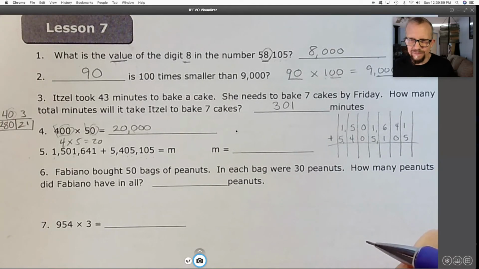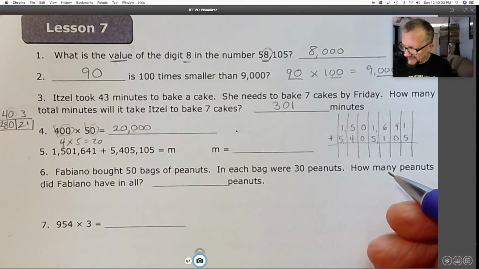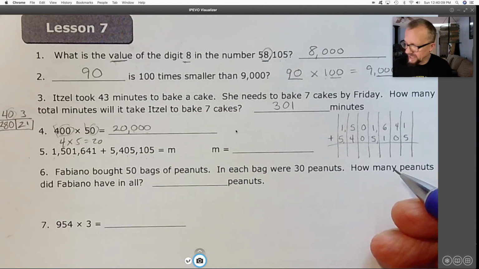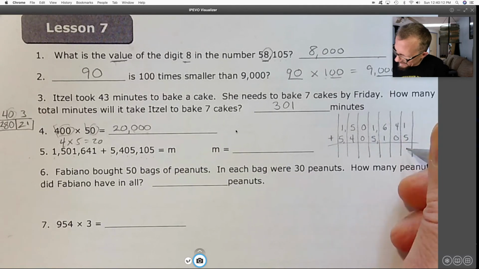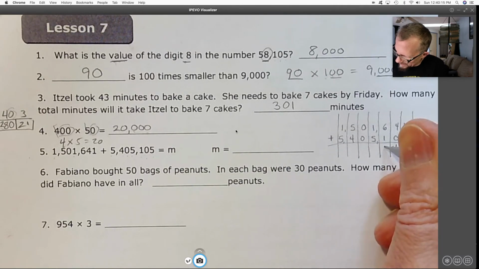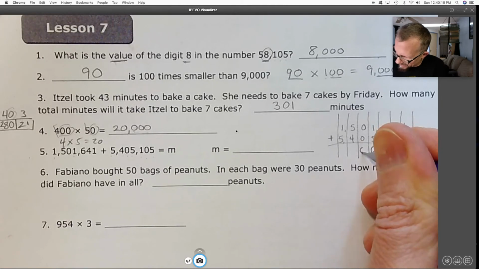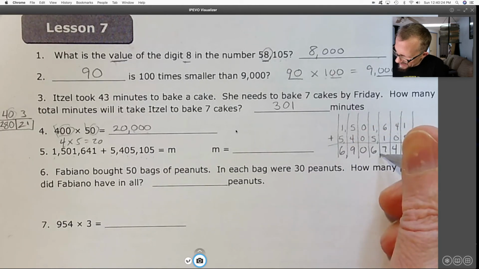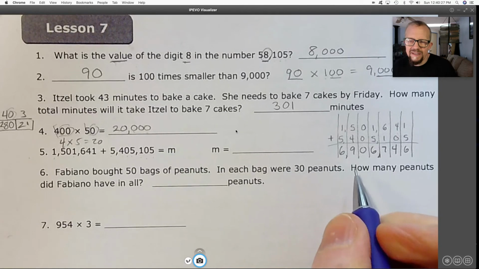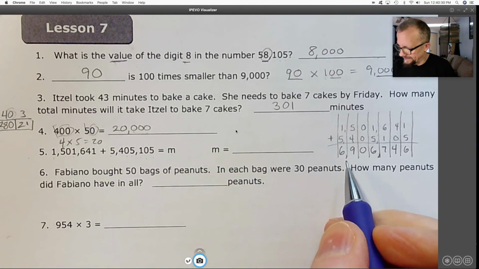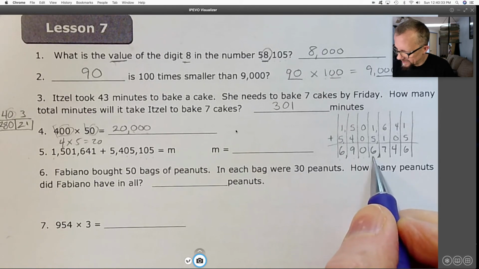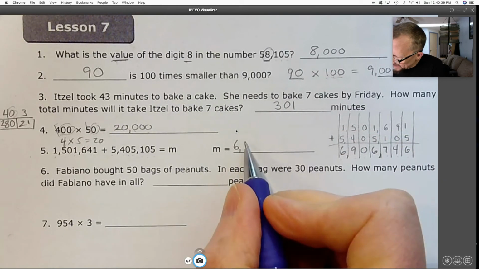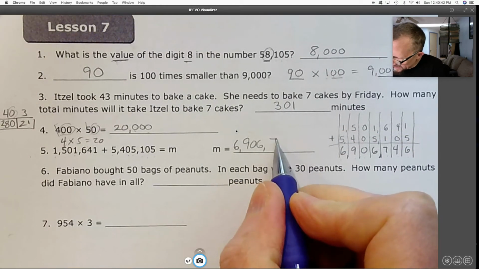It's easy to get this all confused if you just write it sloppy. I would turn your notebook sideways so that you can just use the lines on your paper as columns. Once we've got that, we're just adding. 5 and 1 is 6, 4 and 0 is 4, 6 and 1 is 7, 5 and 1 is 6, 0 and 0 is 0, 5 and 4 is 9, and 5 plus 1 is 6. See if you can say this number, pause it and say the number, then start the video and listen to me say it. 6,906,746.